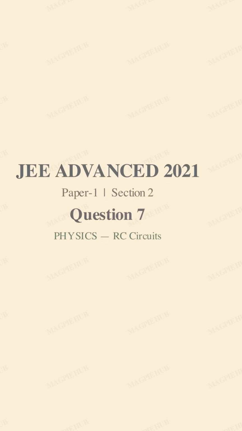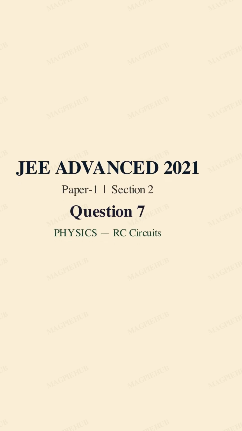JEE Advanced 2021, Paper 1, Question 7. Physics RC Circuits. Let us visualize the circuit. We have a switch S that can be at position P or Q.